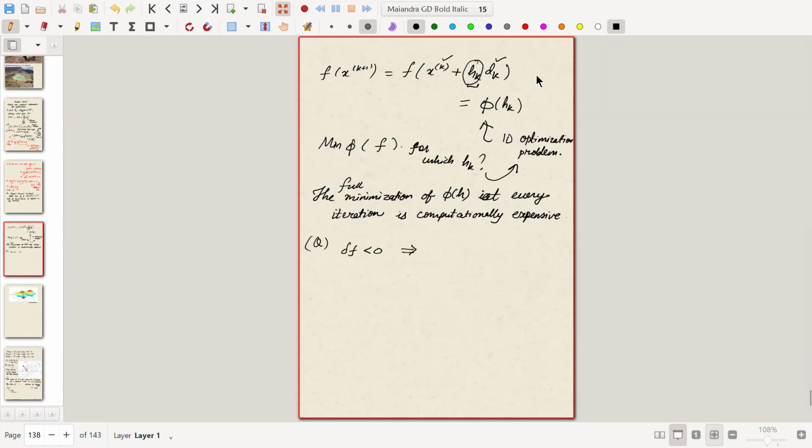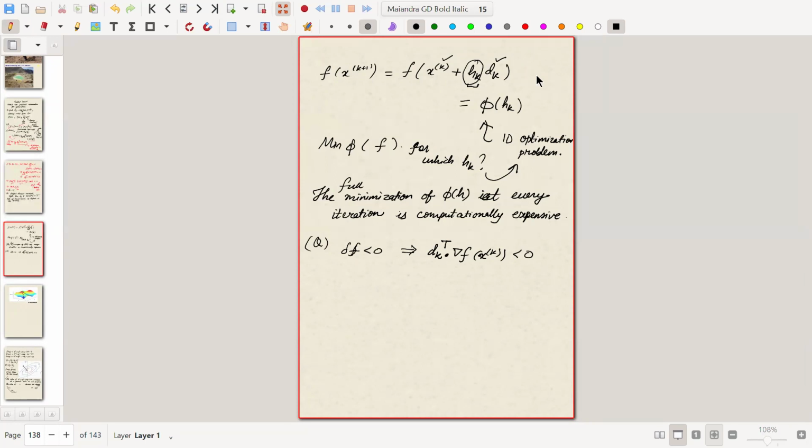So what does delta f less than 0 mean? It is the dot product. Delta f less than 0 means the next iteration's value of the function is less than the current iteration's value. It happens if delta f is less than 0. And what is delta f? Delta f is this quantity we already saw. It is the dot product of dk transpose with the gradient of f, isn't it?